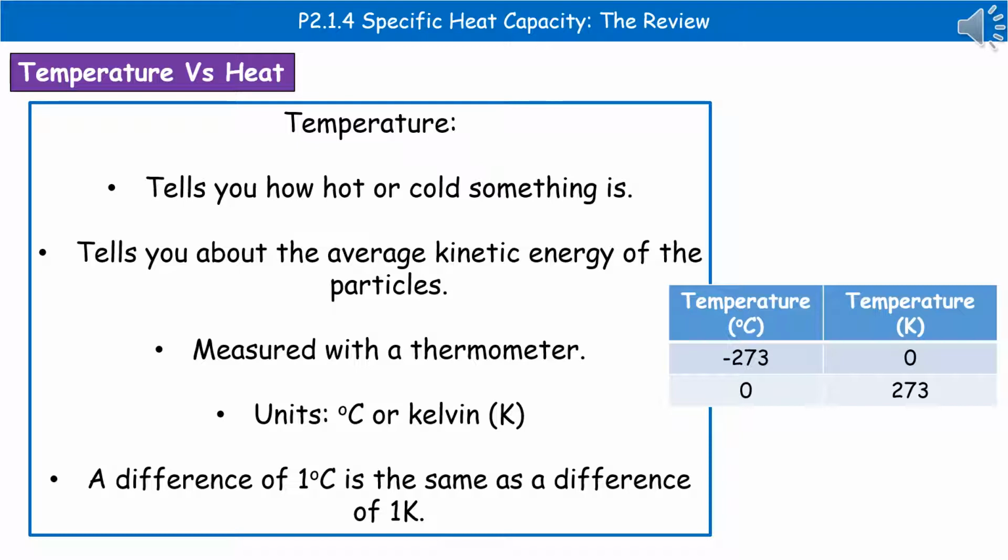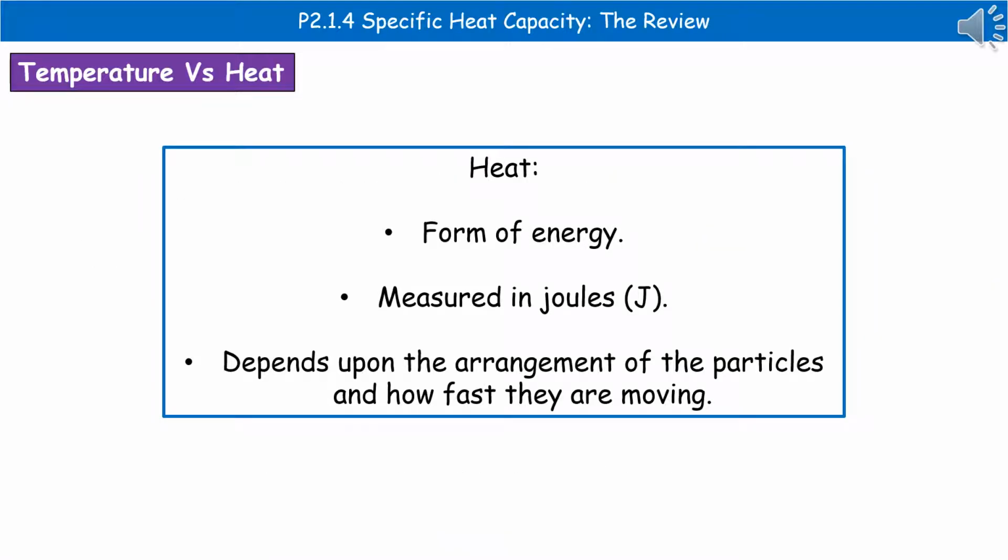So the first one is temperature. When we're talking about the temperature, we're talking about how hot or cold something is. And what it's actually telling us about is the average kinetic energy of the particles. So we'd measure temperature with a thermometer, and it has the units of degrees Celsius or Kelvin. And what we find is that a difference of 1 degree Celsius is the same as a difference of 1 degree Kelvin.